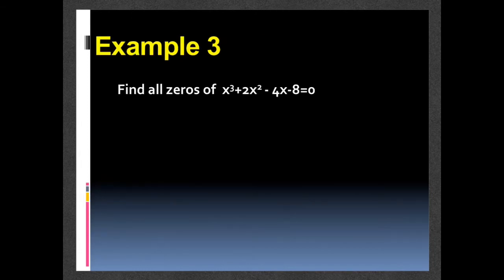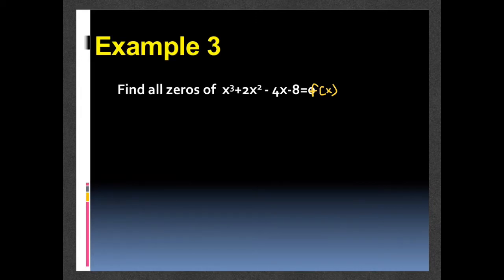All right, so we're going to use example 3 to find all the zeros of x to the third plus 2x squared minus 4x minus 8 equals 0. Initially, you would actually see this written as f of x, and you would know to substitute 0 in there, but we're just going to skip that step and go straight to setting it equal to 0. So most of the time, you're going to have to factor these.